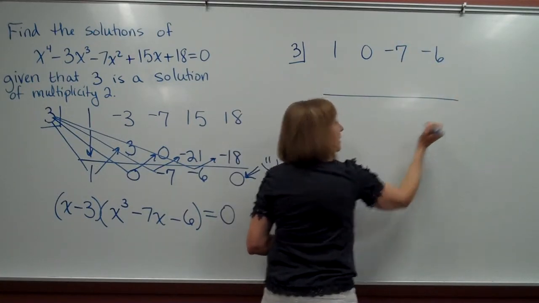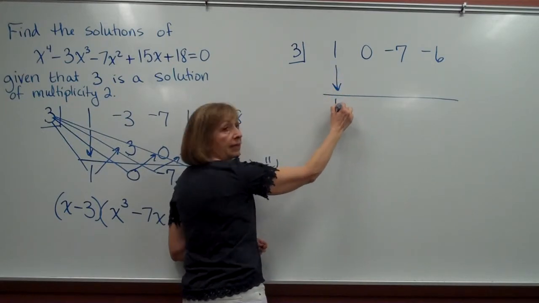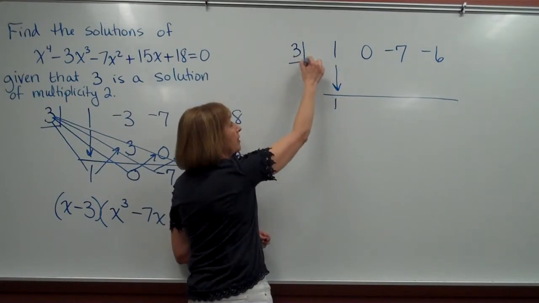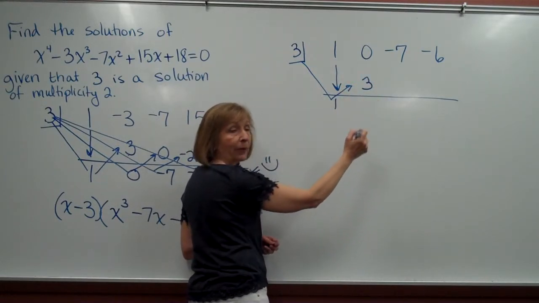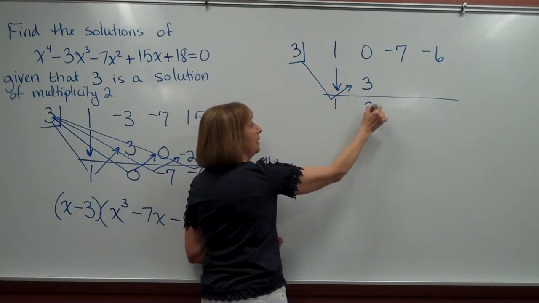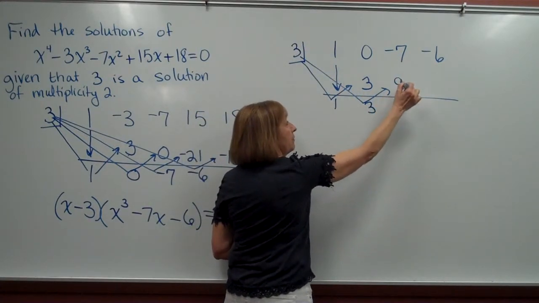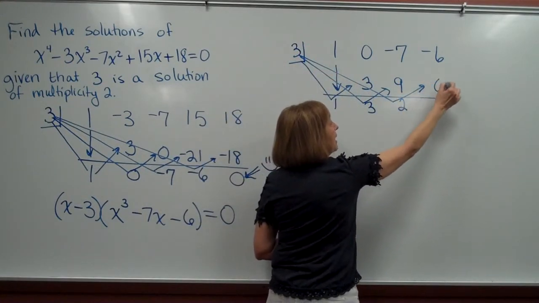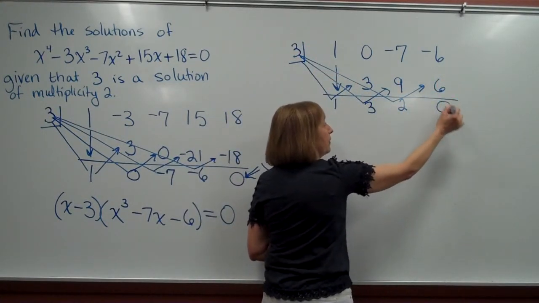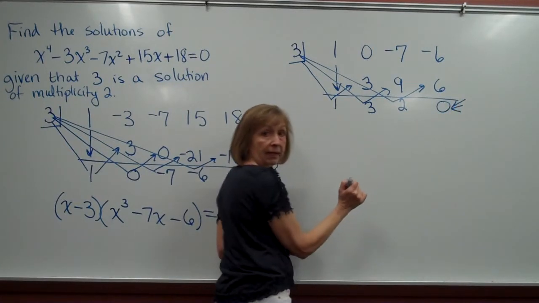Remember, come down and skip a line and draw your horizontal bar. Bring the first number down without doing anything to it. Then 3 times 1 is 3. Put it up underneath the next number. 0 plus 3 is 3. And then 3 times 3 is 9. Negative 7 plus 9 is 2. And then 3 times 2 is 6. And negative 6 plus 6 is 0. So again, we've got our 0 remainder.